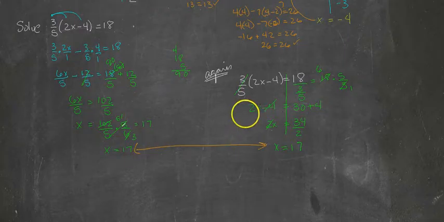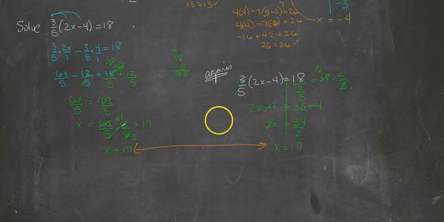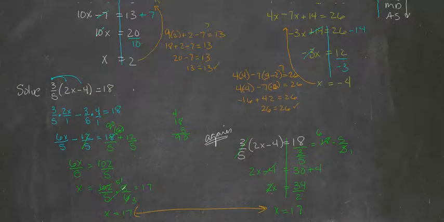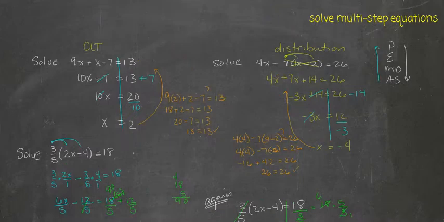So this is a shortcut. Perfectly great as long as you use it correctly and in the right times. And this is the longer way, which is perfectly great as well. So to recap, solving multi-step equations means adding either distribution or combining like terms before you go through and do exactly what we've been doing already.